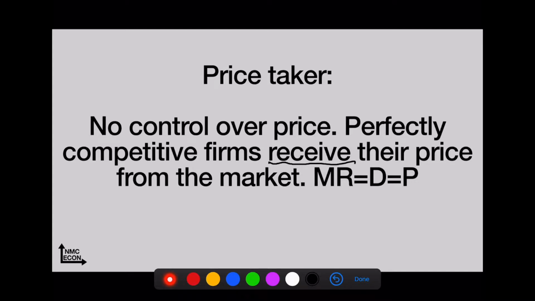Markets on the left, firms on the right. Mr. DARP. I'm missing AR there. AR is average revenue. Marginal revenue equals demand equals price.